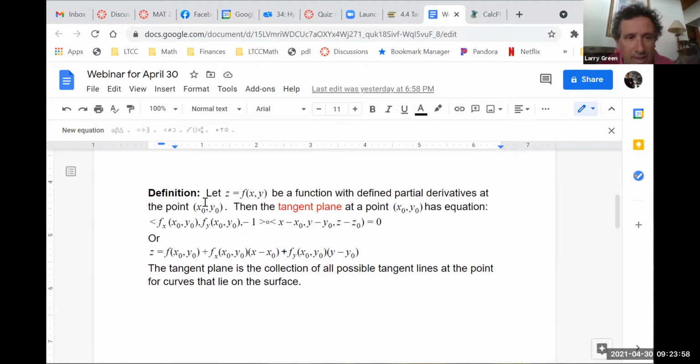So here's the parts. Let z equal f of x, y be a function, and let's suppose the partial derivatives are defined at the point x naught, y naught. Then the tangent plane at the point x naught, y naught has this equation. The equation is f sub x of x naught, y naught, so the partial derivative of f with respect to x evaluated at the point, comma f sub y of x naught, y naught, comma -1 as a vector, dotted with x minus x naught, comma y minus y naught, comma z minus z naught, is equal to 0.